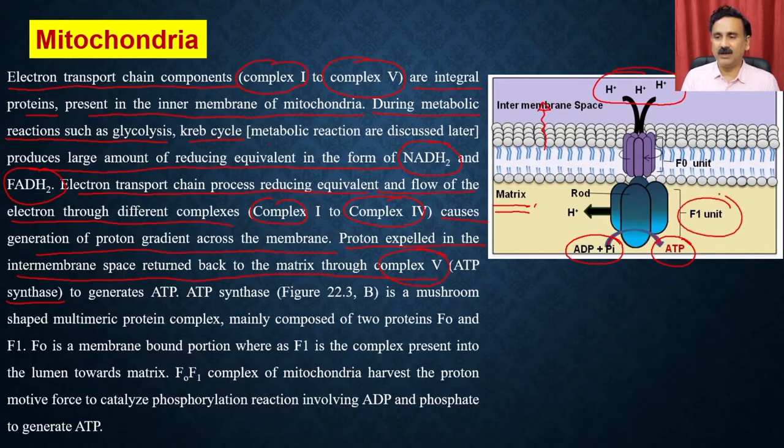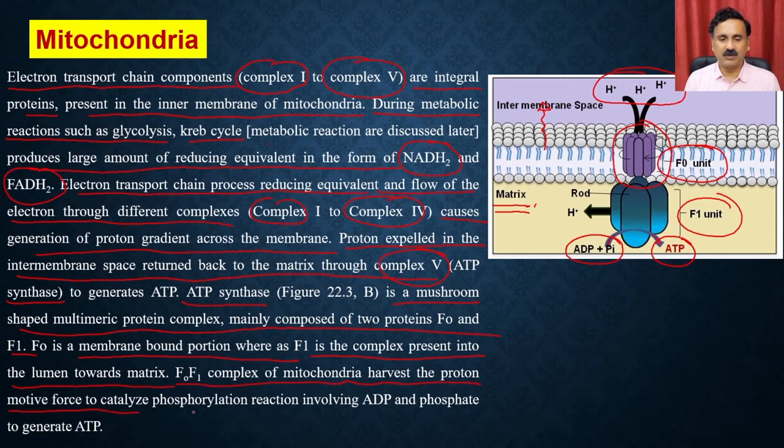It has the F1 unit as well as the FO unit. ATP synthase is a mushroom shaped multimeric protein complex mainly composed of two proteins, FO and F1. FO is a membrane bound portion, so this is the FO, and F1 is the complex present in the lumen towards the matrix. The FOF1 complex of mitochondria harvests the proton motive force to catalyze the phosphorylation reaction of ADP, responsible for generating ATP.